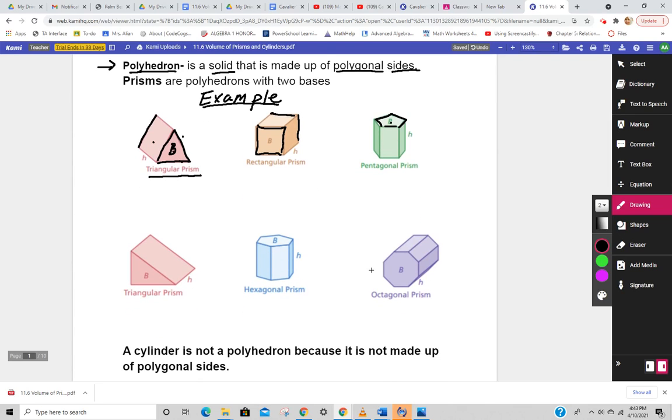Here's another example of a triangular prism, hexagonal prism, because the base is made up of 6 sides, and this is an octagonal prism because the base is made up of 8 sides. All these solids are called polyhedrons, again, because they're made up of polygonal faces.